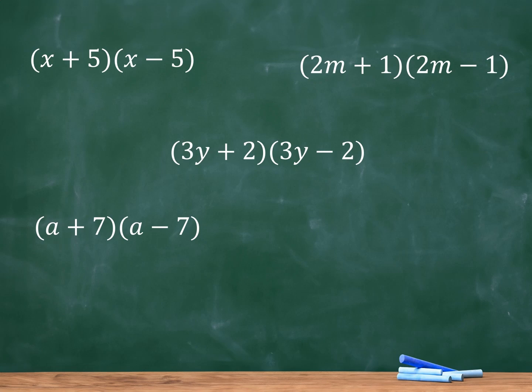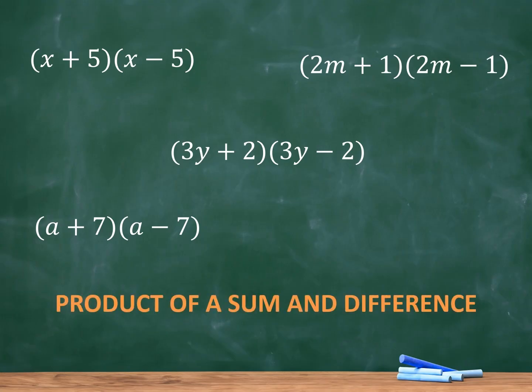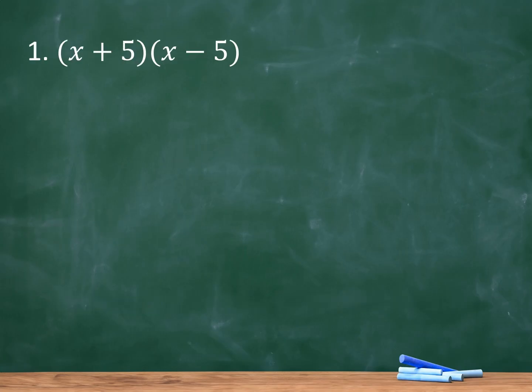The expressions that you can see on the screen can be solved faster and more accurately using a special product pattern called the product of a sum and difference pattern. This is also called the difference of two squares. So let's look at our example to see how this would work out.